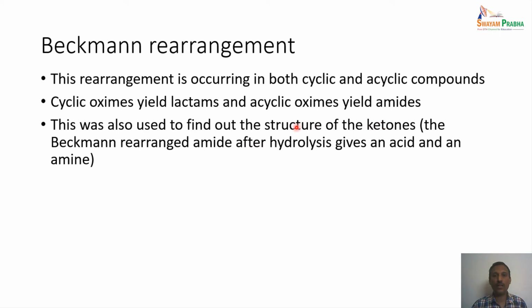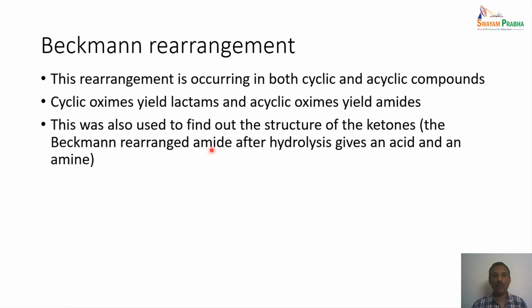In earlier days, people did not have many spectroscopic techniques to find out the structure of a compound. In those days, people used the Beckmann rearrangement to find out the structure. If it is a ketone, its structure can be identified using the Beckmann rearrangement. Here the ketone is converted to the oxime and subjected to the Beckmann rearrangement, and we end up with the rearranged amide derivative.